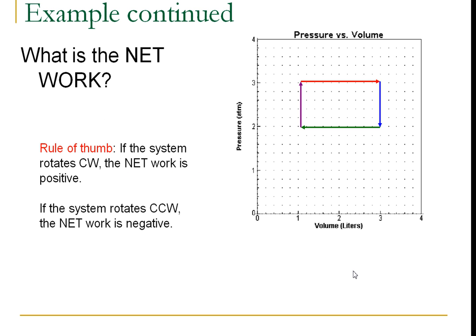So what's the net work? Now, as a rule of thumb, if the system is going clockwise, the net work is going to be positive. If it's going counterclockwise, then the work is going to be negative, because the net work is the area inside this shape. So 600 minus 400 is 200 joules.